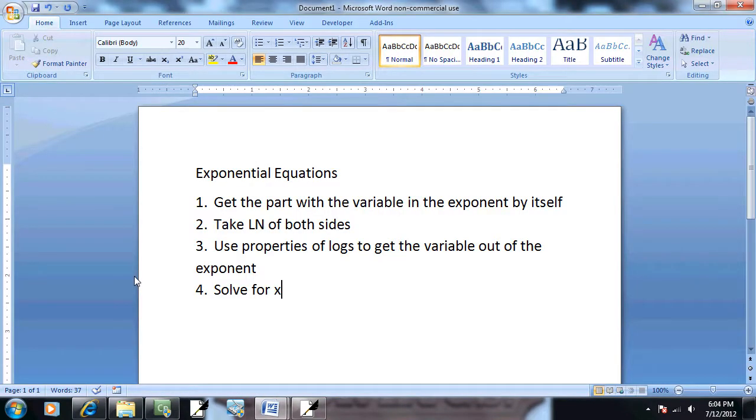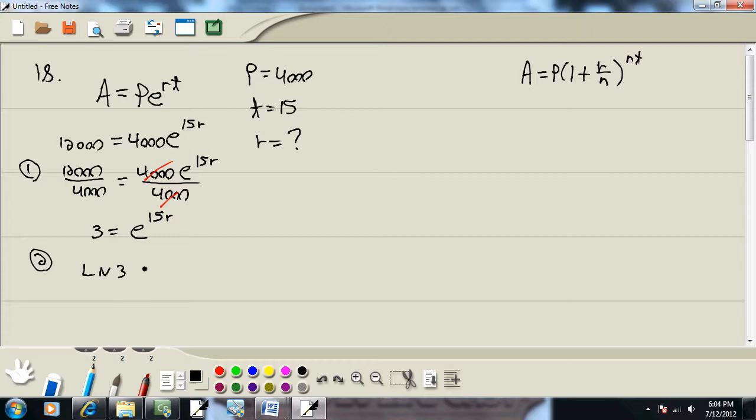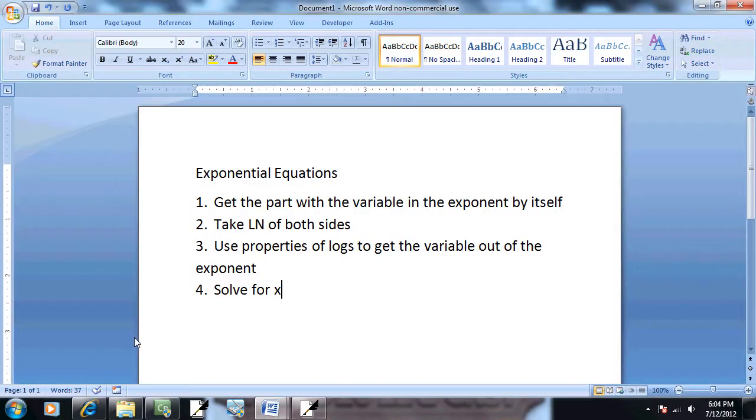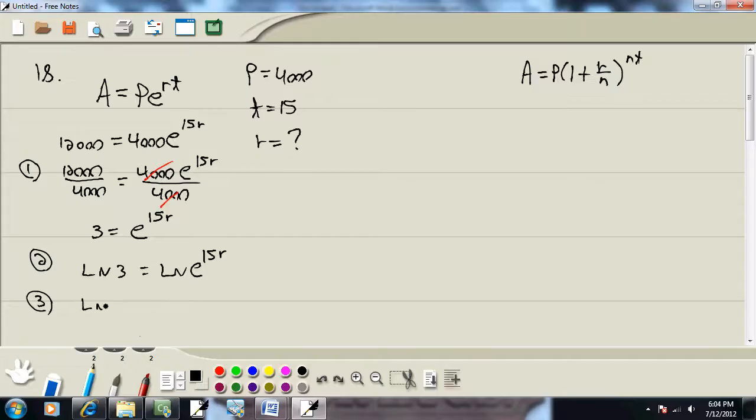Step 2, take natural log of both sides. Take ln of both sides. So we got ln of 3 is equal to ln of e to the 15r. Step 3, use properties of logs to get a variable out of the exponent. We have a property that says if you have a log out in front and you have a power, you can take the power and put it out in front. We could have also used another property. It says if you got natural log of e, that cancels away and leaves you the exponent. Because down here, natural log of e, those can cross off because it's just equal to 1. And we end up with 15r. So there's a couple different ways you could have done step 3.